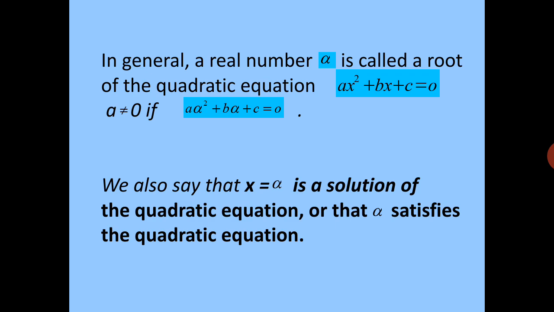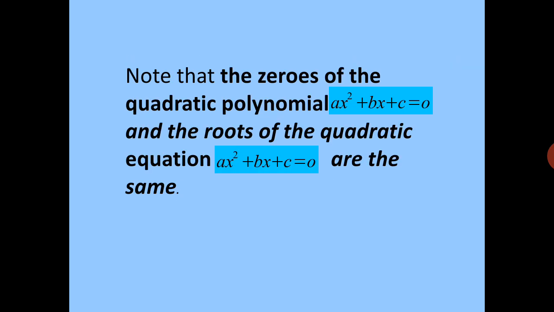We also say that x equal to alpha is a solution of the quadratic equation, or that alpha satisfies the quadratic equation. All these things we have already studied in the last videos. Note that the zeros of the quadratic polynomial and the roots of the quadratic equation are the same.